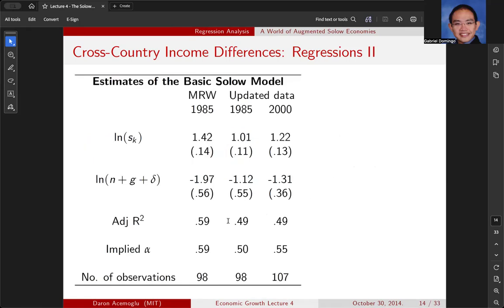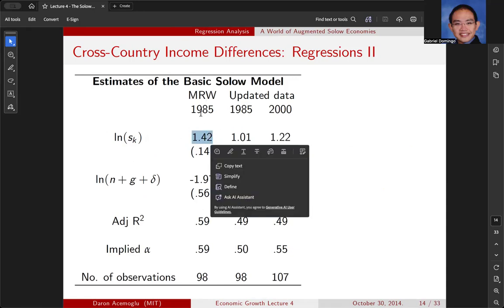Notice, however, that there's a problem, because the coefficient of this one should be equal to the coefficient of this one. And they're not super far, but they're not exactly the same either. And it jumps out to be more unequal here in the original work by MRW.